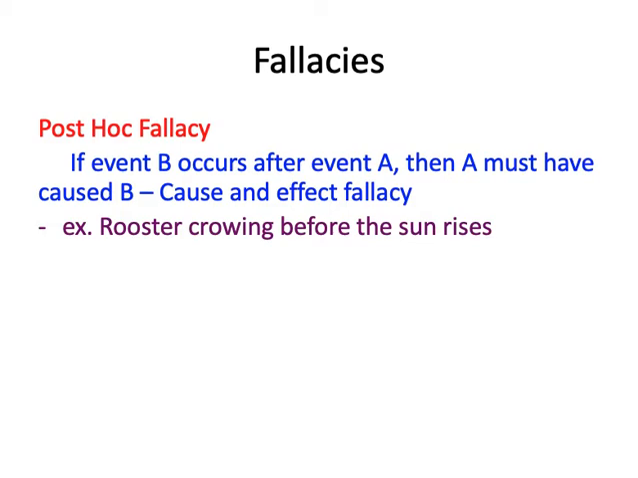But if someone used this fallacy and said, that happens all the time, therefore this must be the truth, it's incorrect. So that's why this is a fallacy. Event B occurring after event A, therefore event A must have caused event B, that is a fallacy. It is untrue, even though it can be true in some instances, right? Another example is superstitions, right?